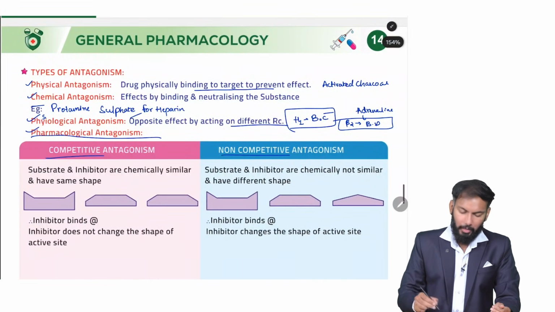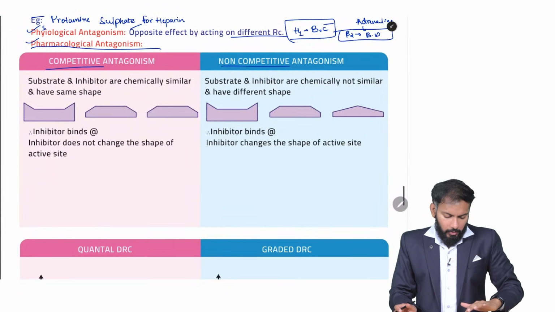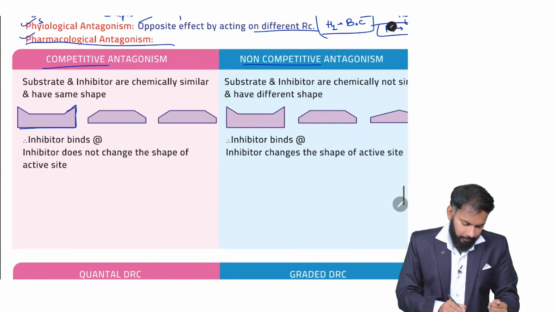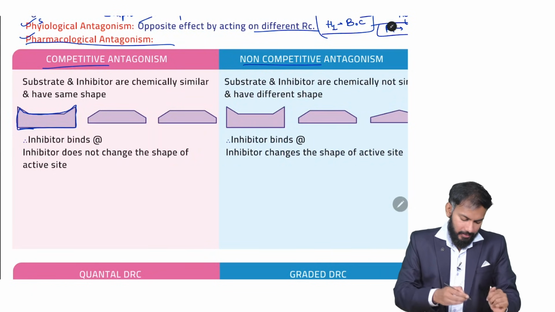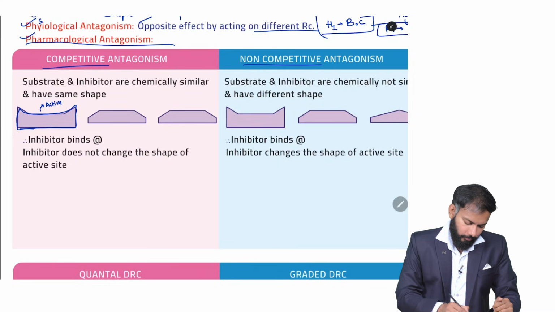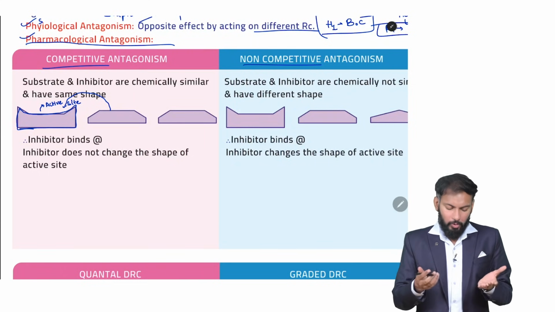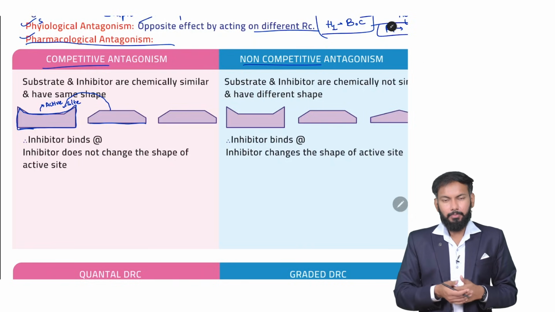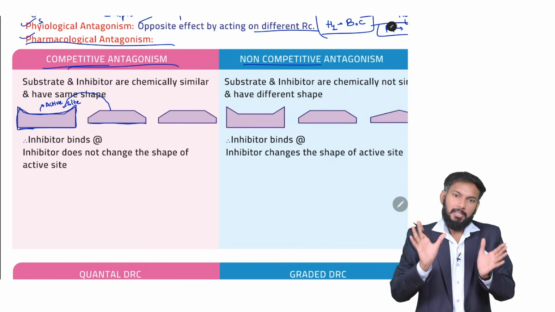We have two: competitive and non-competitive. This you will study in biochemistry also. We will see it in a simple way. Let us suppose this is an enzyme, and this is the active site of the enzyme. So substrate will usually bind to this active site and will cause the effect. Now if we give a drug that looks exactly like this substrate, it will compete with this substrate for the active site. That is what is known as competitive antagonism. That means substrate and inhibitor are similar and they bind to the same site.